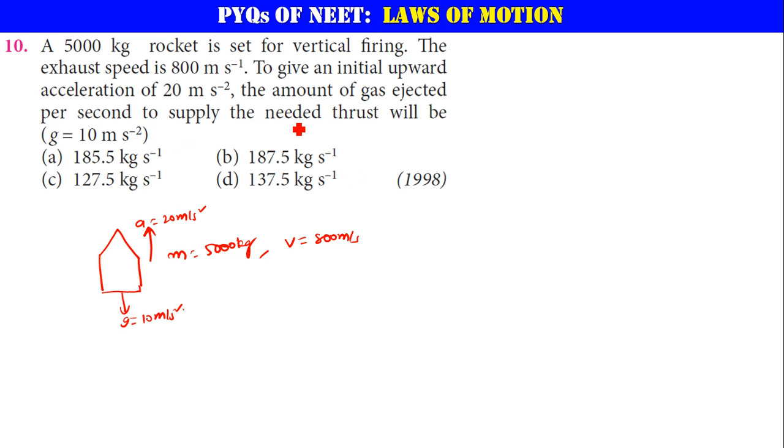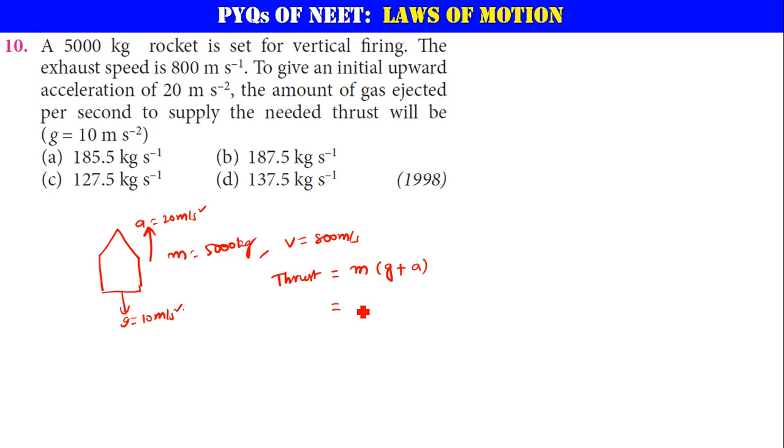To supply the needed thrust, the upward thrust or thrust required is equal to mass times g effective. What is g effective here? If g and acceleration are in the opposite direction, then the thrust acting on this rocket is nothing but m into g plus a.